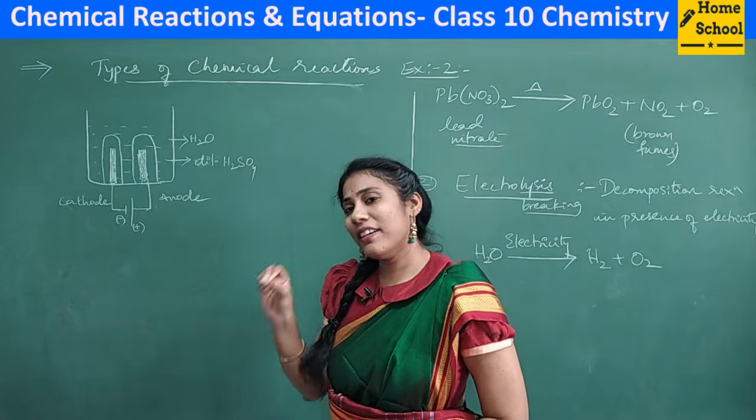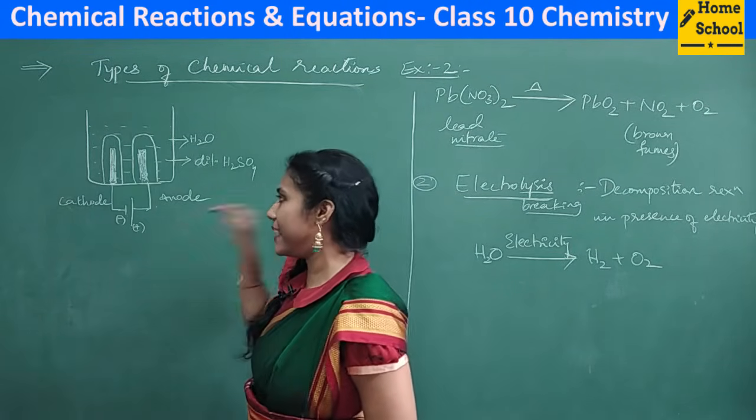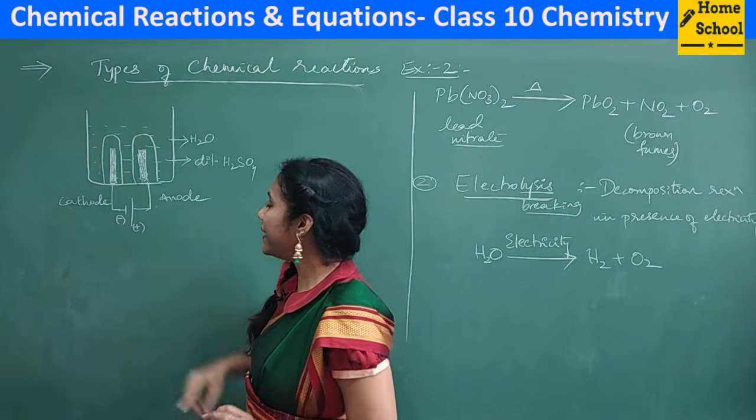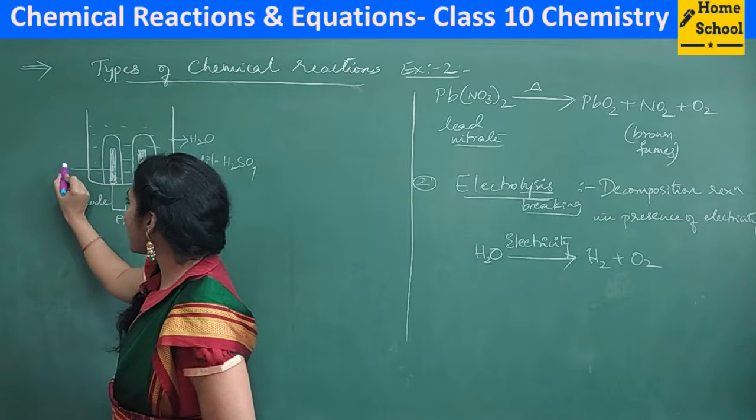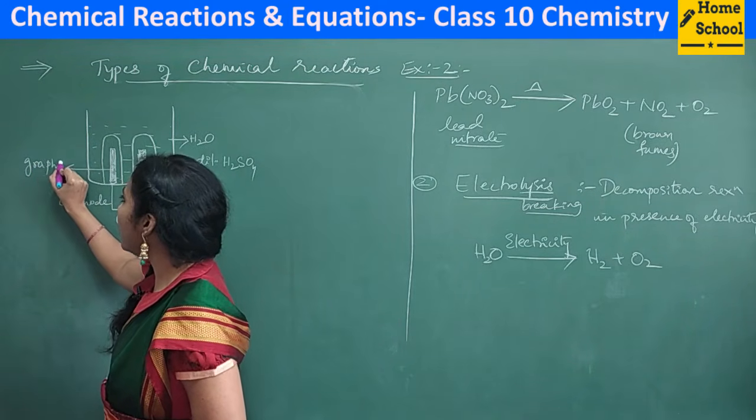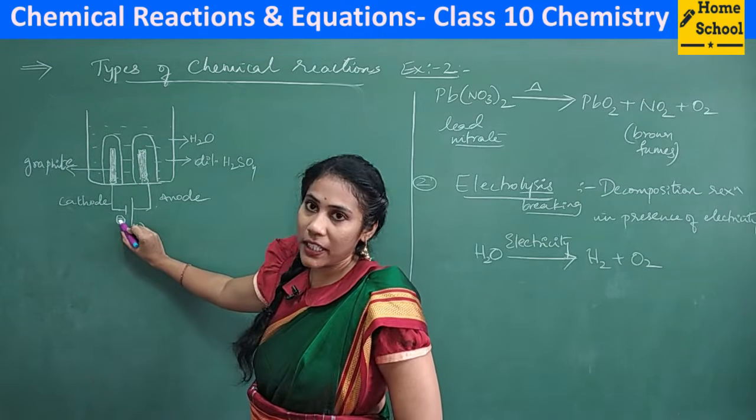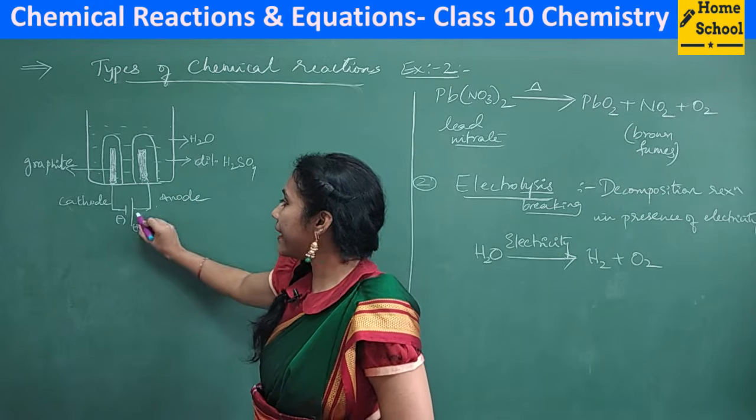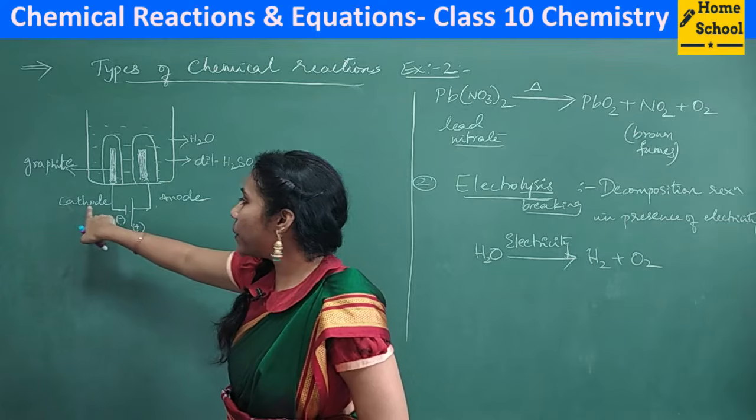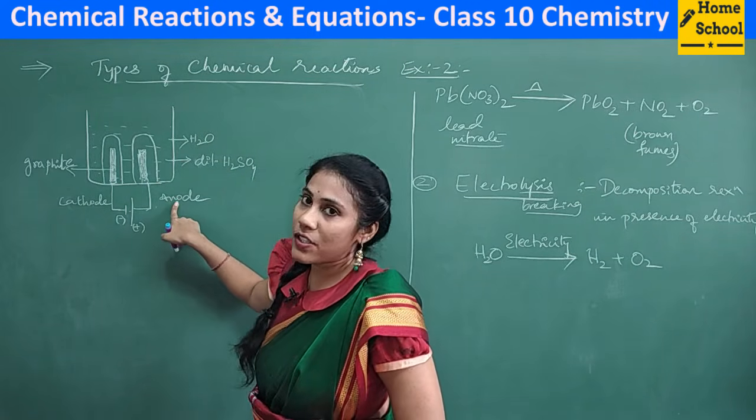Any reaction that you are doing in the presence of electricity means you must have this particular setup. These graphite rods are called electrodes. One rod is connected to the negative terminal of a battery, another rod is connected to the positive terminal of a battery. The one connected to the negative terminal is called cathode. The one connected to the positive terminal is called anode.